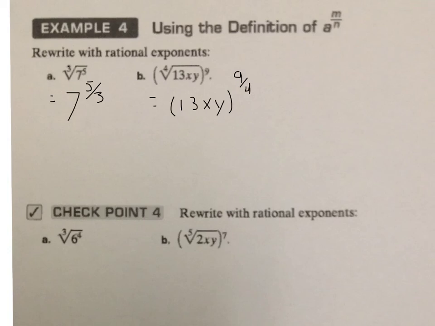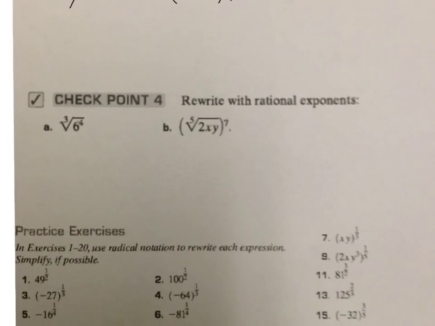Pause here, try them, and I'll come back and give you the answers. A should be, for checkpoint 4, 6 to the 4/3. And B is 2xy to the 7/5. That's all for part 1. I will give you your assignment in class.